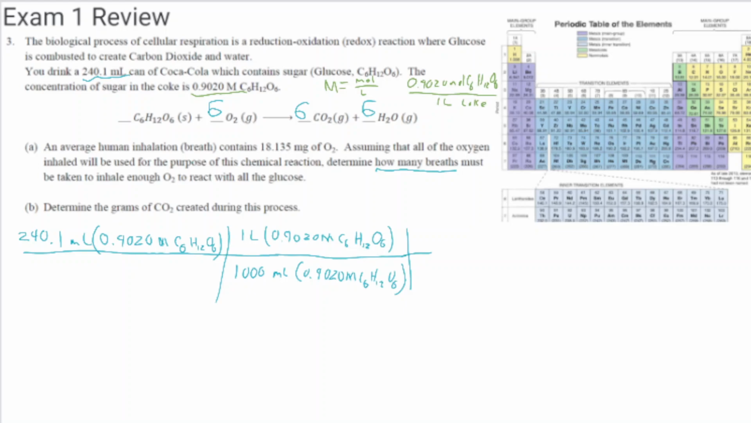So now that we're in liters of our solution, we can now use our molarity. So we're going to say for every 1 liter of our solution of 0.9020 molar C6H12O6, that's going to be equal to 0.9020, or sorry, not molar, it's going to be moles, moles of C6H12O6.